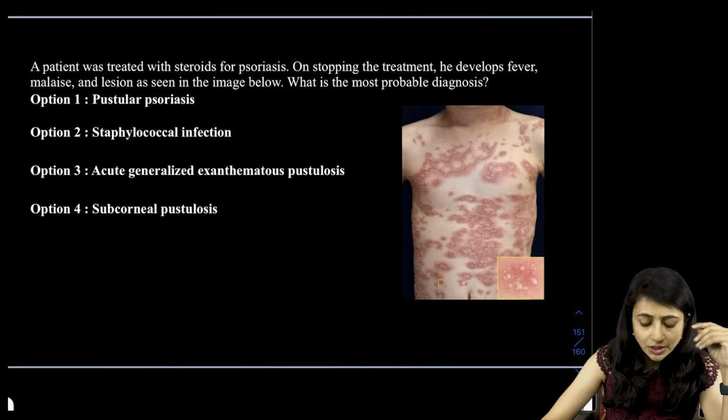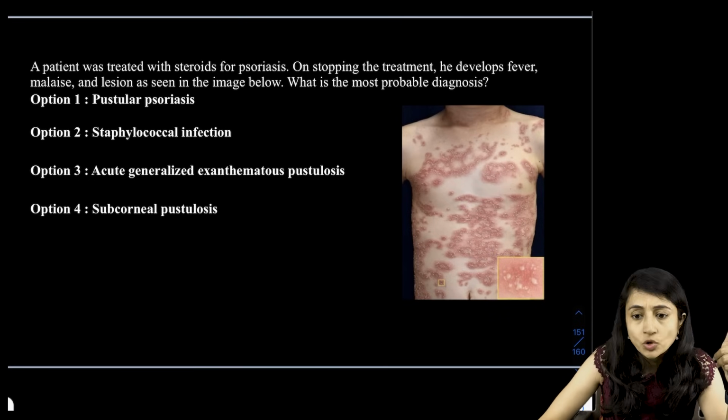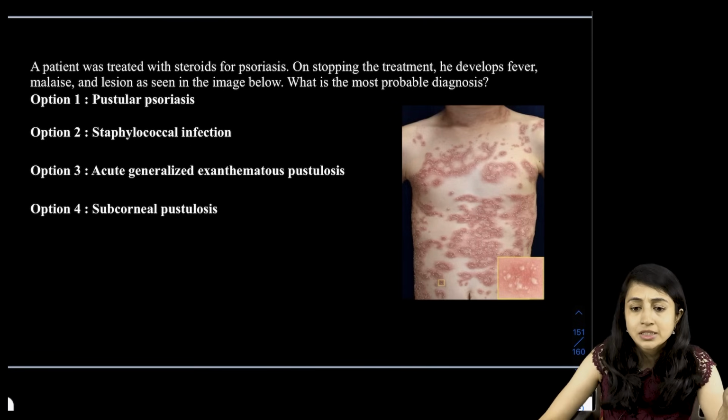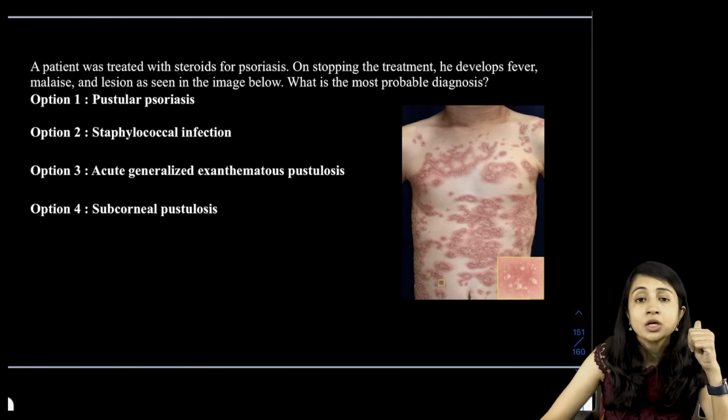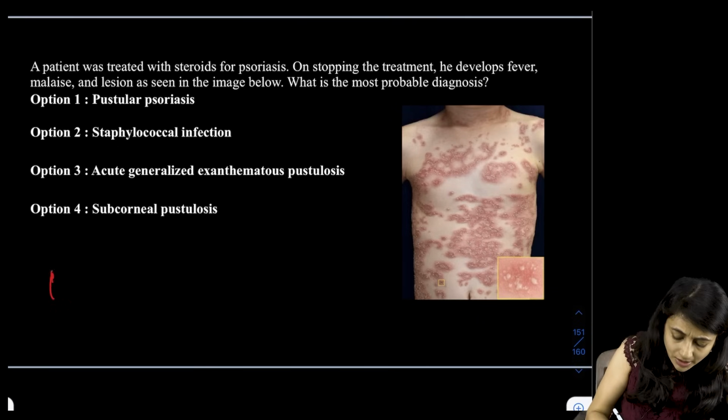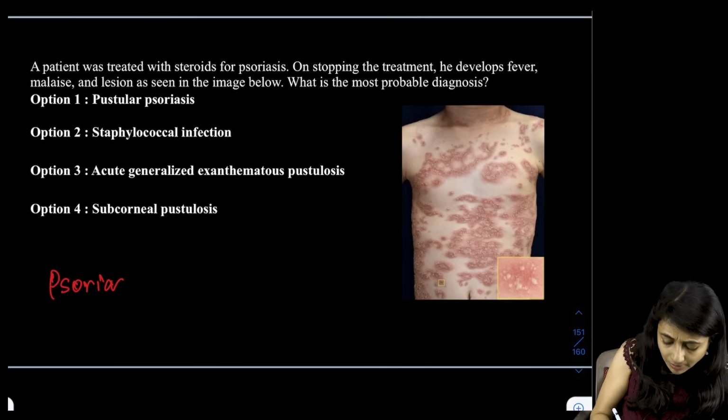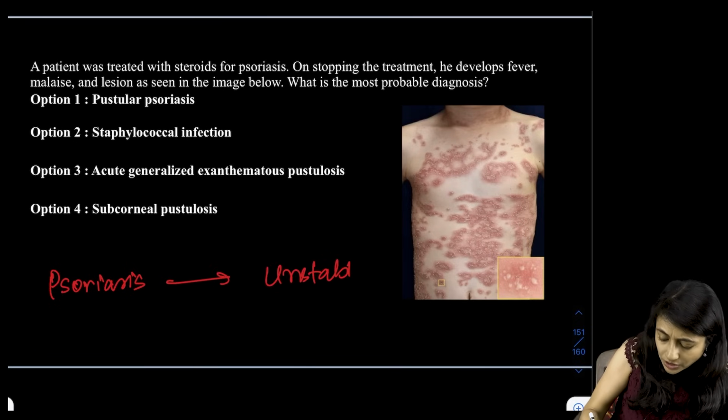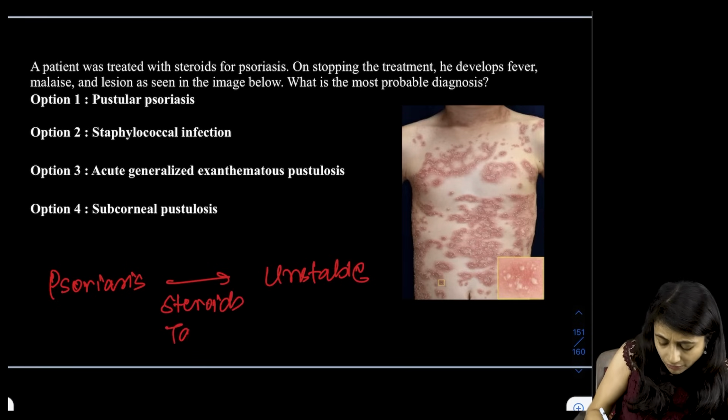A patient was treated with steroids for psoriasis. On stopping the treatment, he develops fever, malaise, and lesions as seen in the image below. What is the most probable diagnosis? Now remember, psoriasis can become unstable psoriasis when the patient is either given steroids or tar. These are the common things that they give you in the exam.